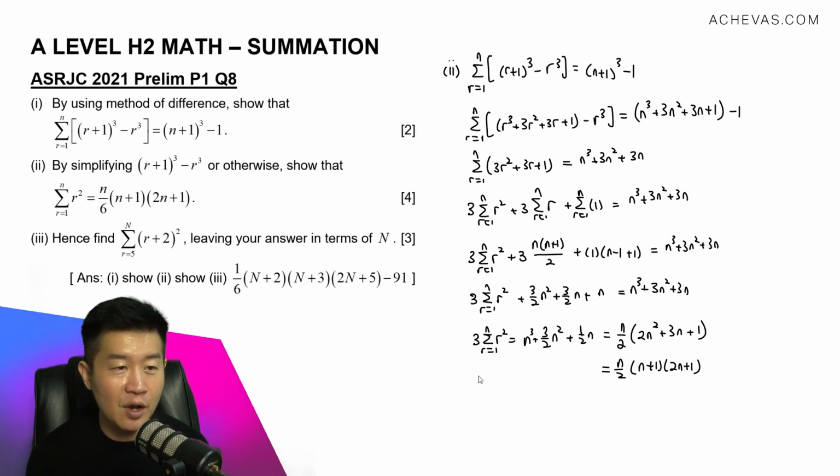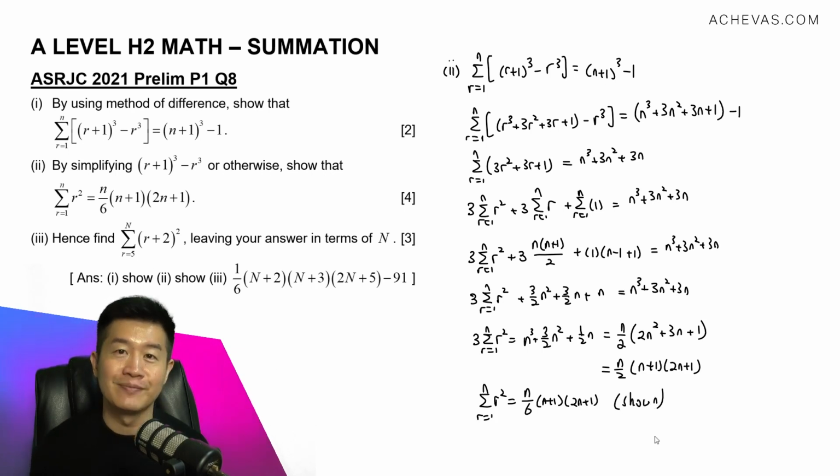And dividing by 3 on both sides, the summation from r is equal to 1 to n of r squared is going to be equal to n over 6, n plus 1, and 2n plus 1. And this is what we are trying to show.